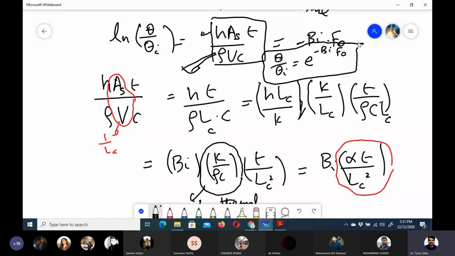Right? So now we have written it in terms of dimensionless numbers, because the left hand side is also dimensionless, so it means that the right hand side would also be dimensionless, because theta upon theta I is the ratio of temperature differences. So it is dimensionless, so the right hand side should also be a dimensionless quantity.